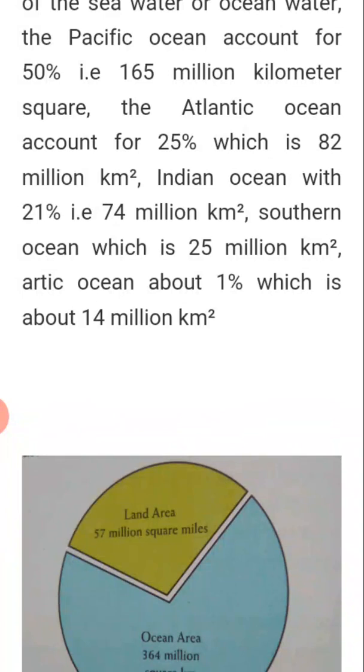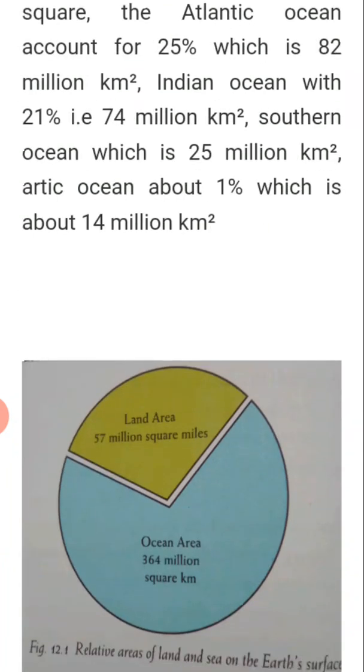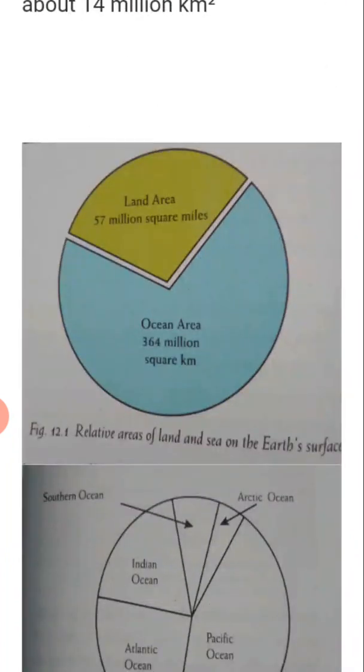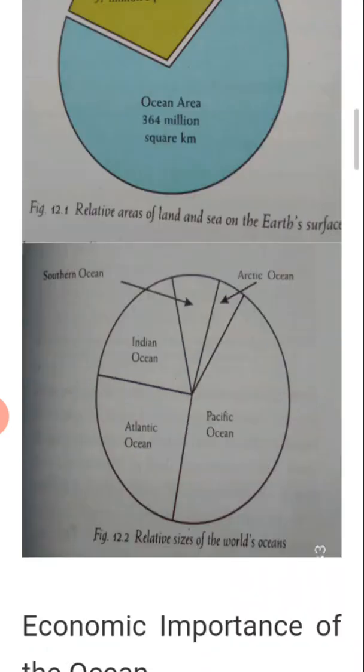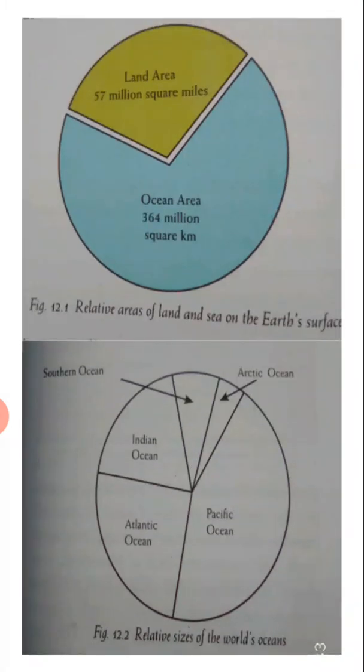The Atlantic Ocean accounts for 25%, which is about 82 million square kilometers. The Indian Ocean accounts for 21%, which is about 74 million square kilometers. The Southern Ocean accounts for 3%, which is about 25 million square kilometers. The Arctic Ocean accounts for just 1%, which is about 40 million square kilometers. You can see the diagram being scrolled on your screen. This is the diagram.